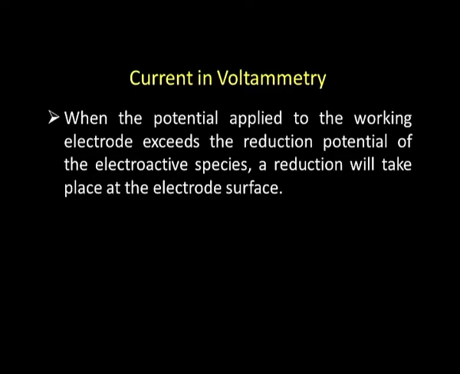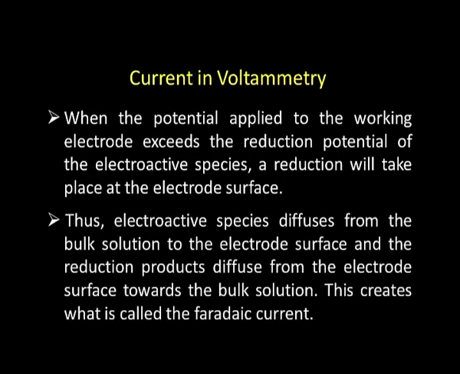When the applied potential to the working electrode exceeds the reduction potential of the electroactive species, a reduction will take place at the surface of the electrode. Thus, electroactive species diffuses from the bulk solution to the electrode surface and the reduction products diffuse from the electrode surface towards the bulk solution. This creates what is called Faradaic current.